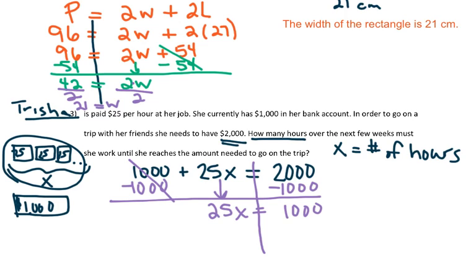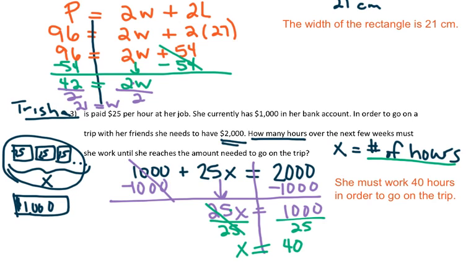And then I'm going to divide by 25, since this was multiplication. Divide by 25 on both sides. The 25's cancel, and I'm left with 1. And 1,000 divided by 25 is 40. Remember, x was the number of hours she had to work, so we just found out that she has to work 40 hours in order to go on the trip. So again, she must work 40 hours in order to go on the trip.